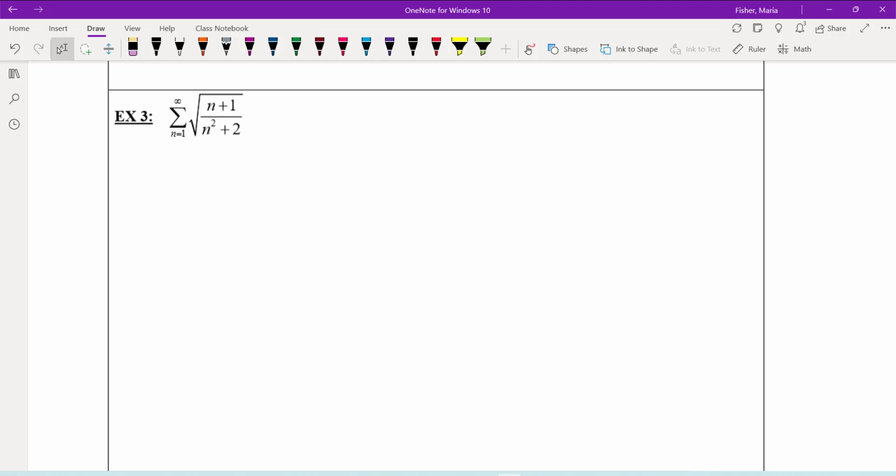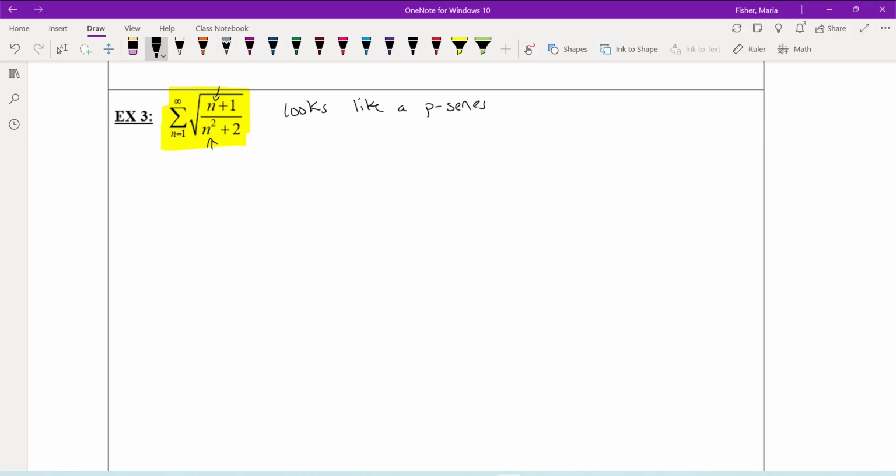Number 3, the sum from n equal 1 to infinity of the square root of n plus 1 over n squared plus 2. Again, this looks like a p-series. Why does it look like a p-series? Because it's n's raised to powers. I need to find out what the leading terms are.